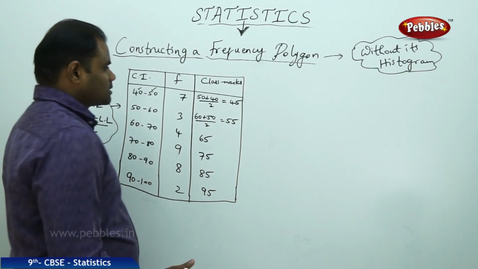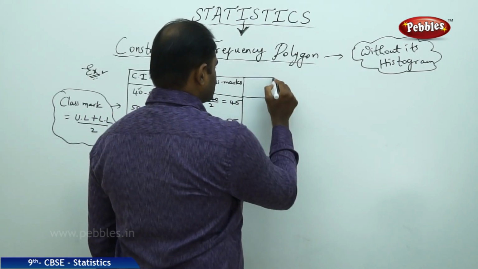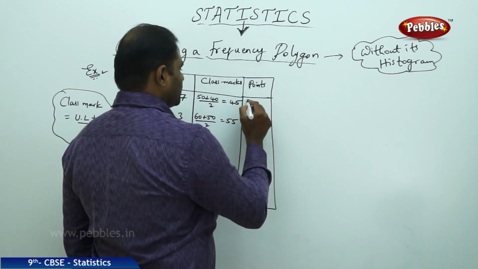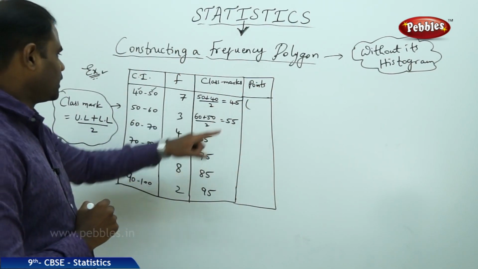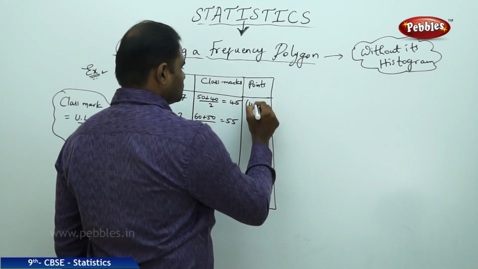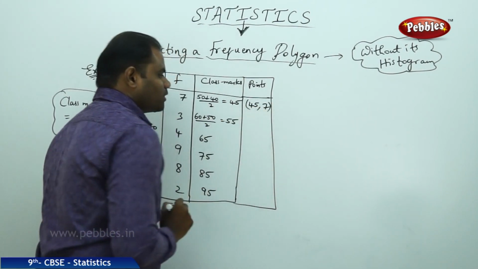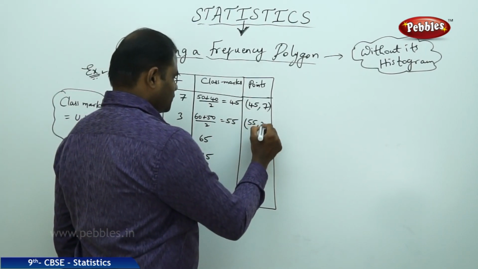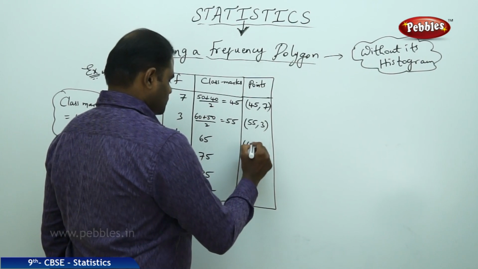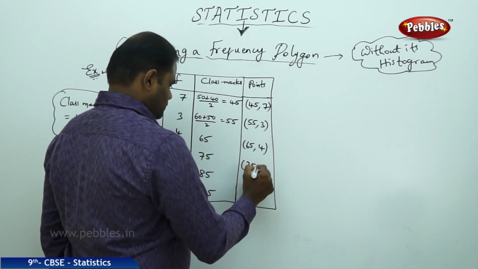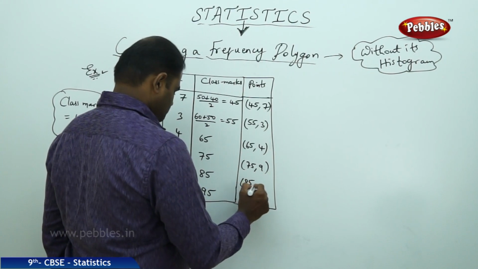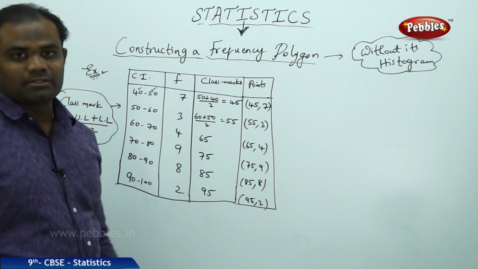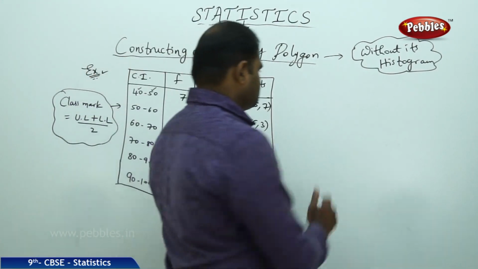Once we get the class marks, I pick the points and plot. So I have the point with x coordinate 45 and y coordinate 7. In the second case, my x coordinate is 55 and y coordinate is 3, then 65 and 4, then 75 and 9. Once I get the coordinates, it's all about plotting on the graph paper.